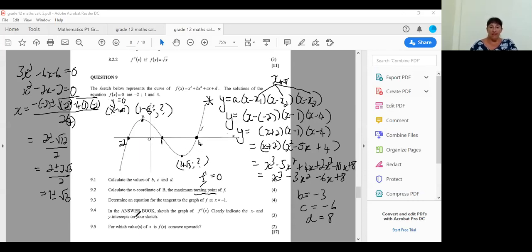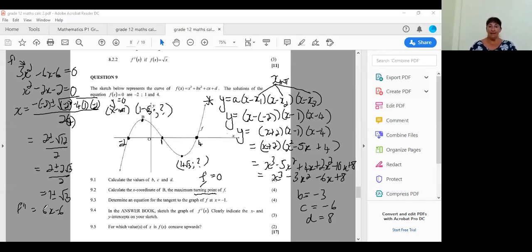Right, and then they said sketch the graph of f double dash x. That's the second derivative. Okay, now this is the first derivative. So the second derivative would be 6x minus 6. And that, of course, is a straight line. Okay, so you can literally just go and plot two x values, find their partner y, and draw the graph.